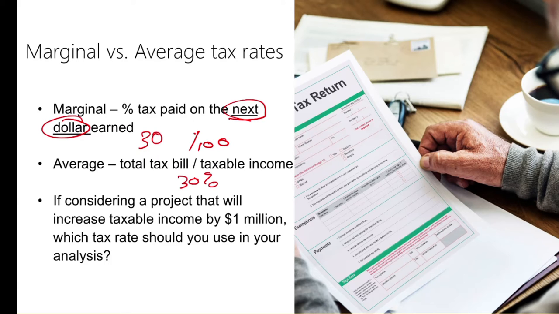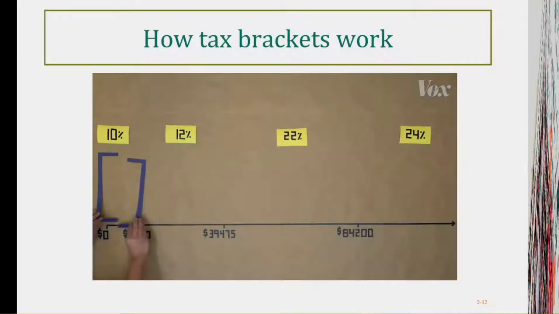So if you're considering a project that will increase taxes by $1 million, which tax rate should you use? Okay, so increase. So we're already making a certain amount of money and we're going to do a new project. So at the very end on the margins, we would therefore use marginal. Okay, marginal. So here's a video of kind of how tax brackets work.